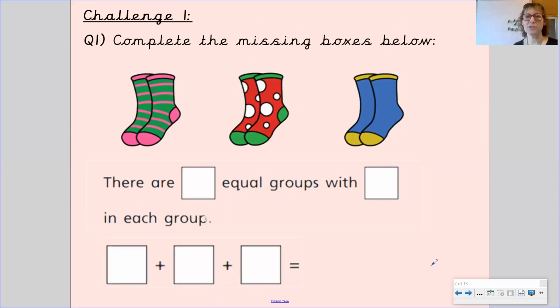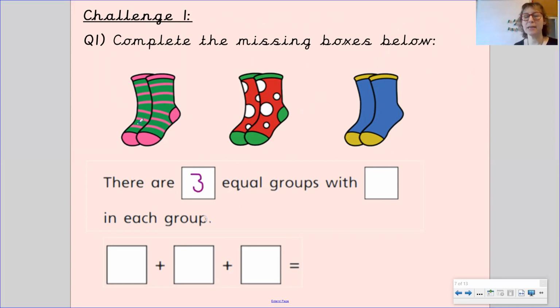So your challenge for today is to write the number sentences for me, the repeated addition. So let's have a look at one together. We've already done this one earlier. So how many groups have we got? We count the number of groups first. So we've got 1, 2, 3 groups.